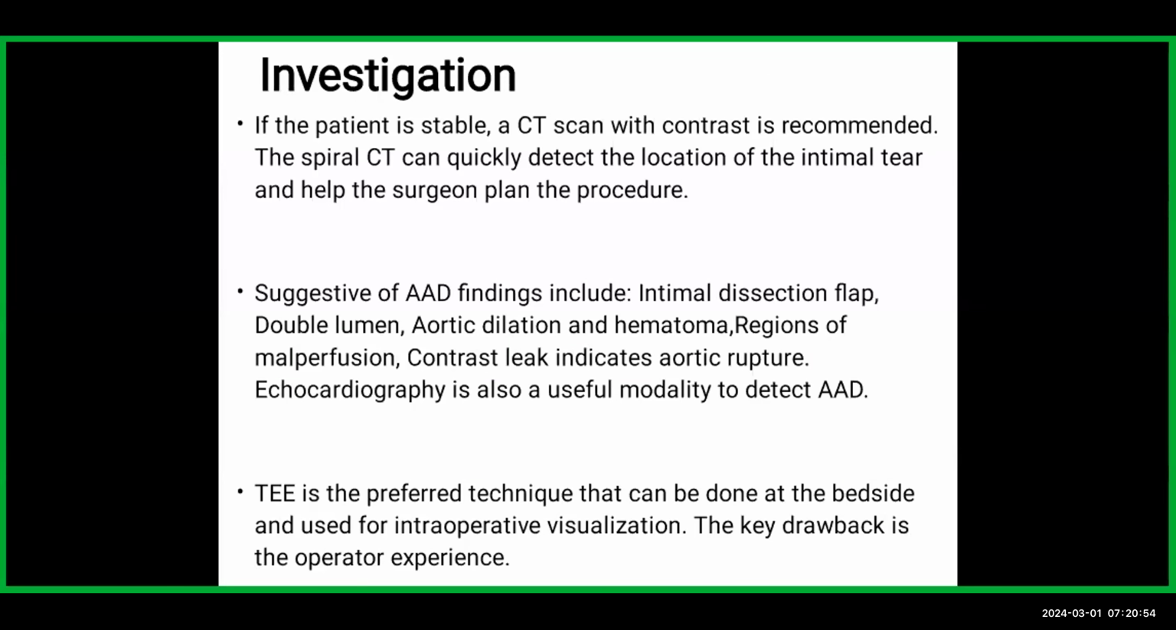So just to mention that if the patient is stable, like the tear is not so much and the patient is stable, the patient can have a CT scan. CT scan with contrast can be done, and suggestive features that can show on CT are an intimal dissection flap, double lumen, aortic dilatation, hematoma. Then contrast leak can indicate an aortic rupture.